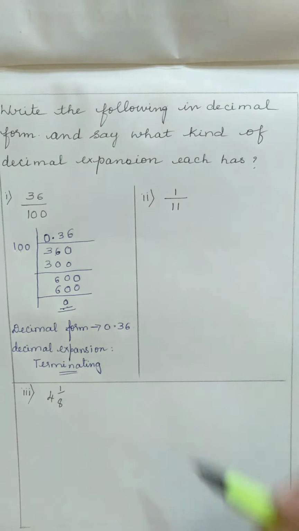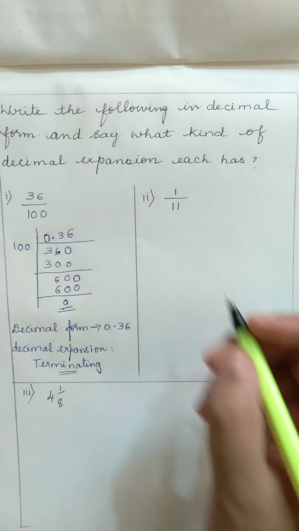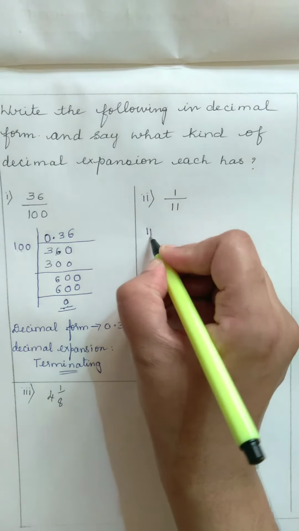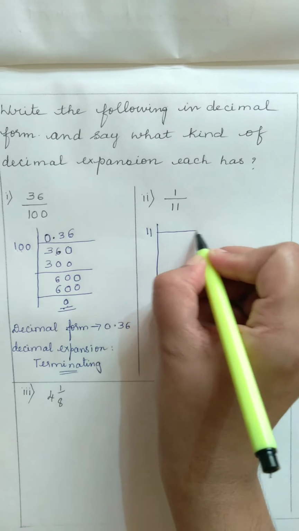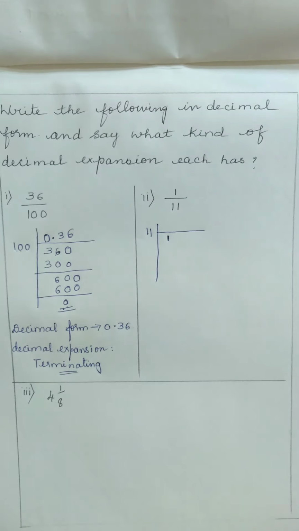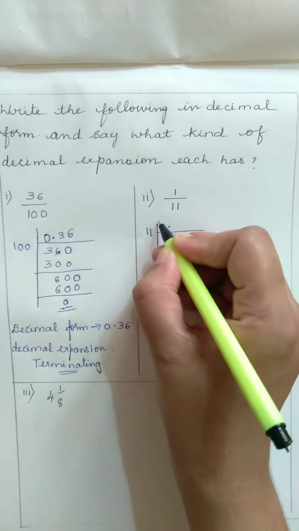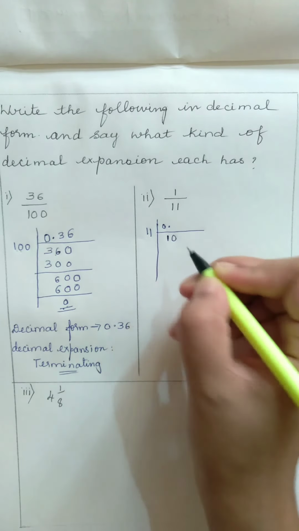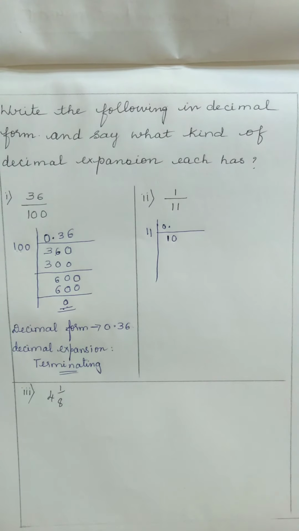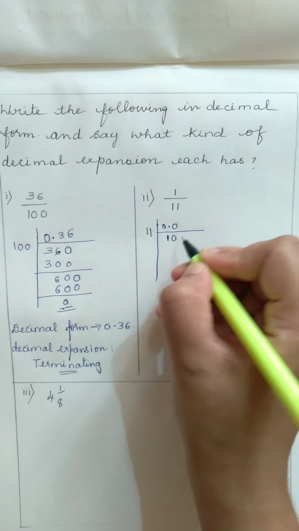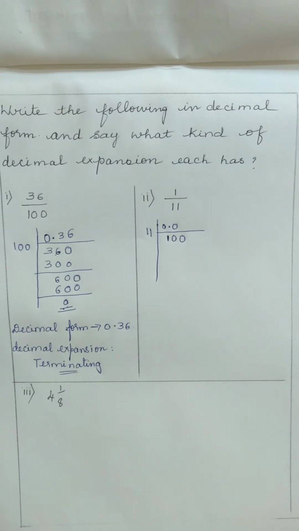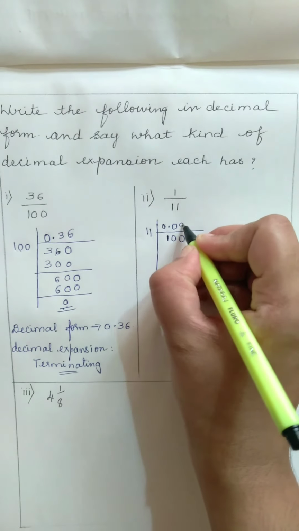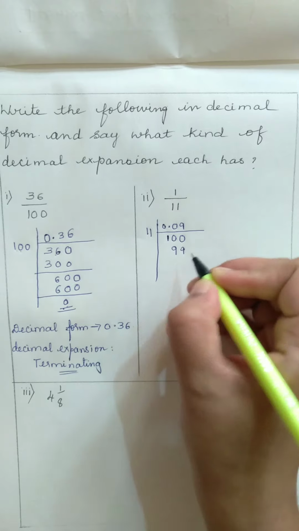Consider the next problem. We have 1 by 11. When you perform the division, we have 1. Now 1 is lesser than 11. So put one decimal point, take 0. 10 is again lesser than 11. So put 0 and take here 0. Now 100 is greater than 11.